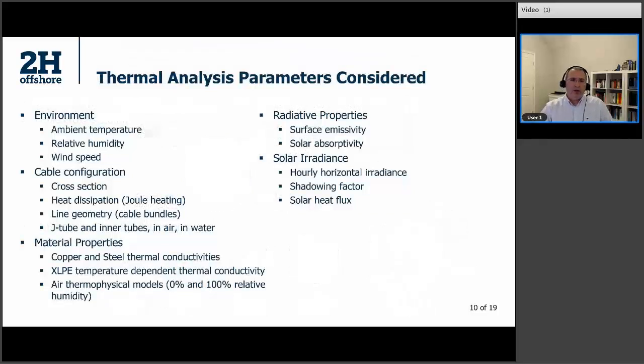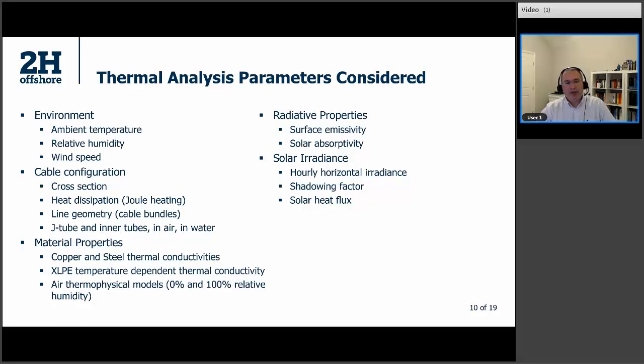So for the thermal assessment of the power cables in J-tube, we need to consider various analysis parameters, and they can be related to the environment, cable configuration, material properties, radiative properties, solar irradiance. There are a bunch of parameters here, and if you consider all of them, and if you try to do sensitivity analysis for each of them, you end up having a very big analysis matrix, and it makes your analysis pretty complicated.